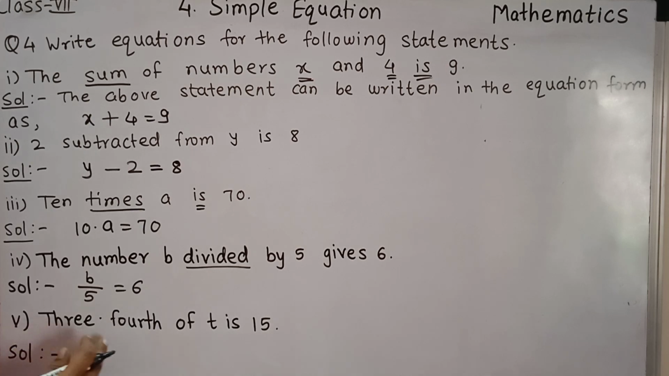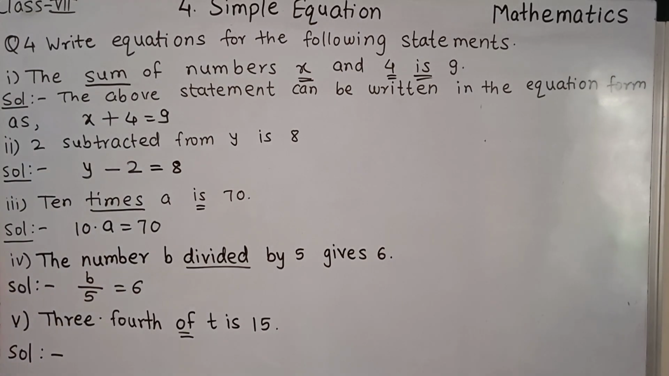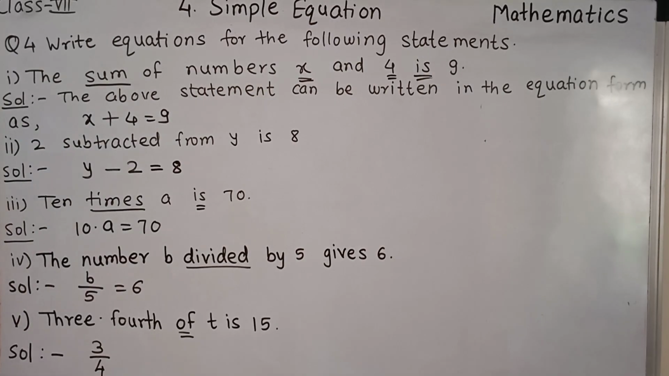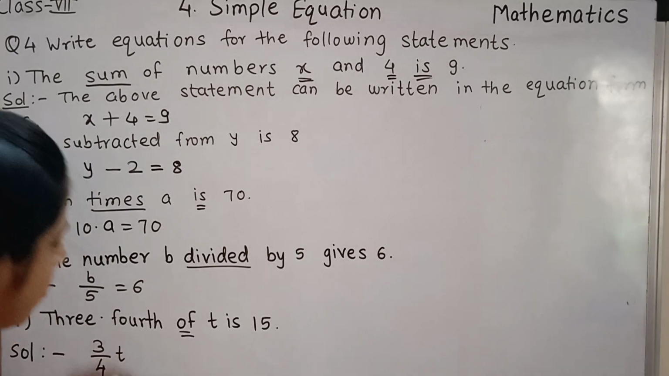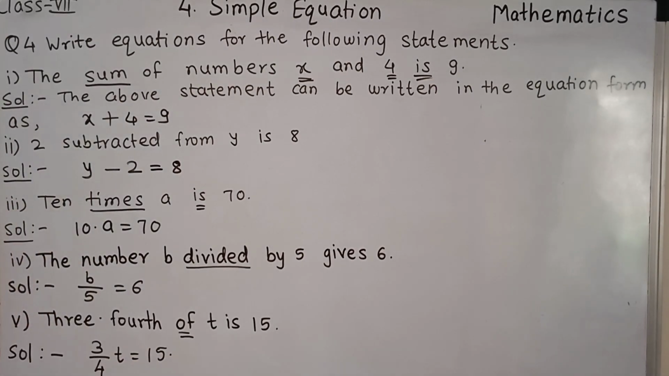Next one is 3/4 of t is 15. So what will 3/4 of t mean? Of also means multiplication. So 3/4 means 3 parts of the 4 parts of t. So 3/4 of t equal to what? 15. So this is the equation for the fifth one. Okay, so we'll move to the next.